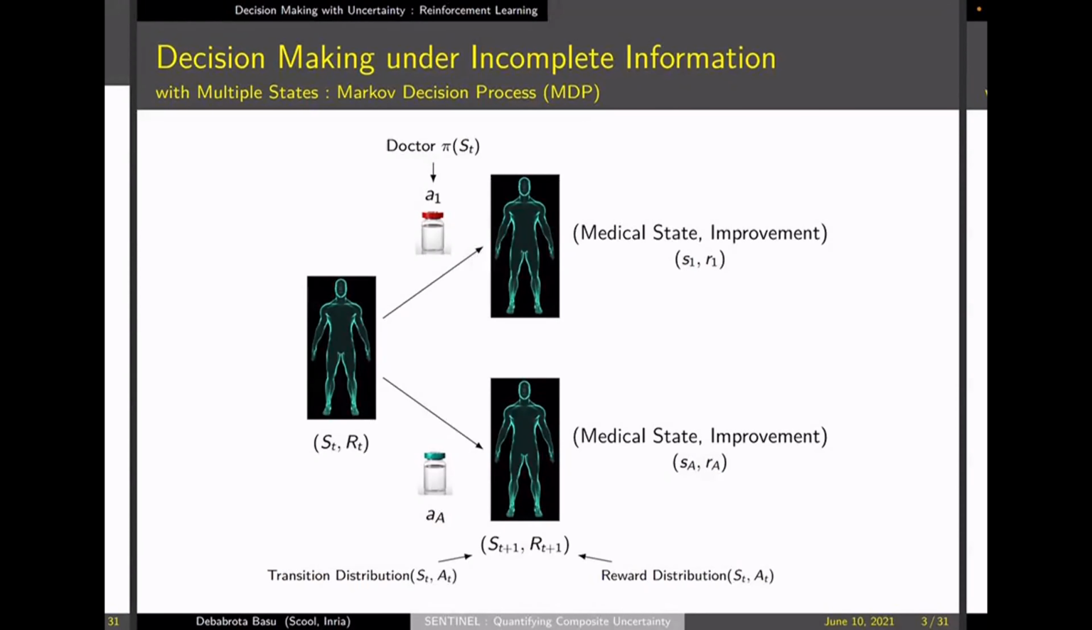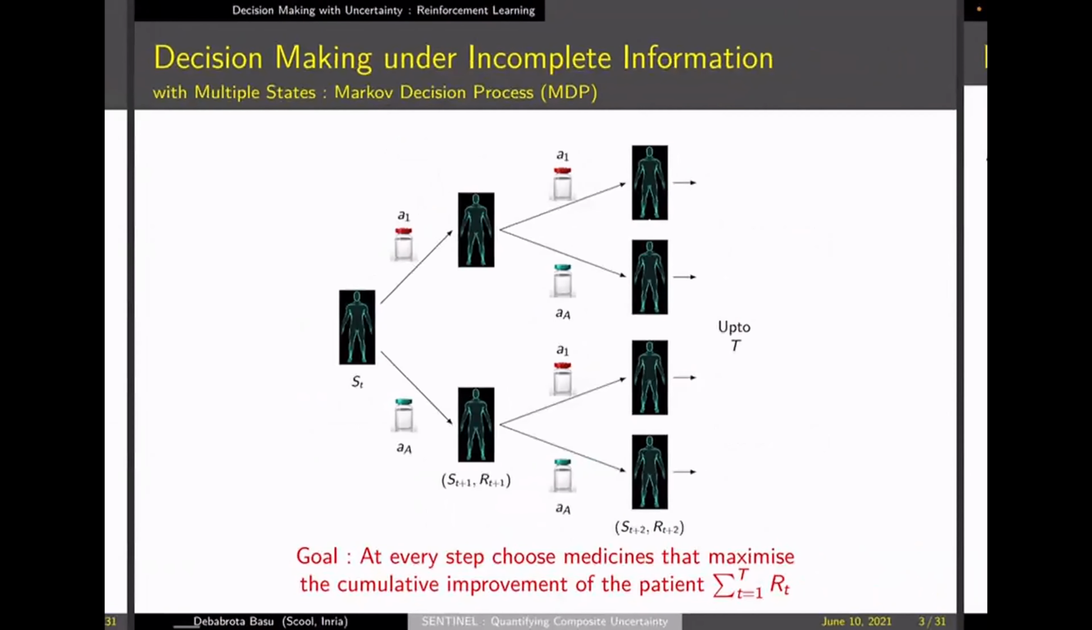Now, what happens? The person is presently at a medical state ST, and it goes to a medical state ST plus 1. This is decided by something called a transition distribution, which is unknown to us, but we assume there is one underlying. And there is this improvement, which we call reward in reinforcement learning jargon, and there is a reward distribution that dictates the corresponding improvement of the person. That is how a reinforcement learning problem, or typically called the Markov decision process, looks like.